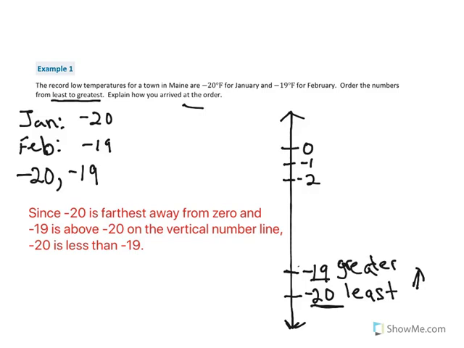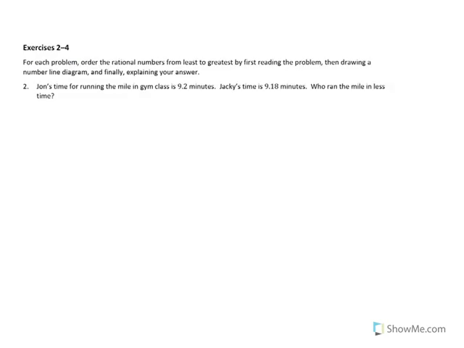All right, we're going to talk some more about number lines and less than and greater than in the next few exercises. Exercises 2 through 4 say for each problem, order the rational numbers from least to greatest. So we're sticking with least to greatest. We need to read the problem, draw a number line, and explain our answer.